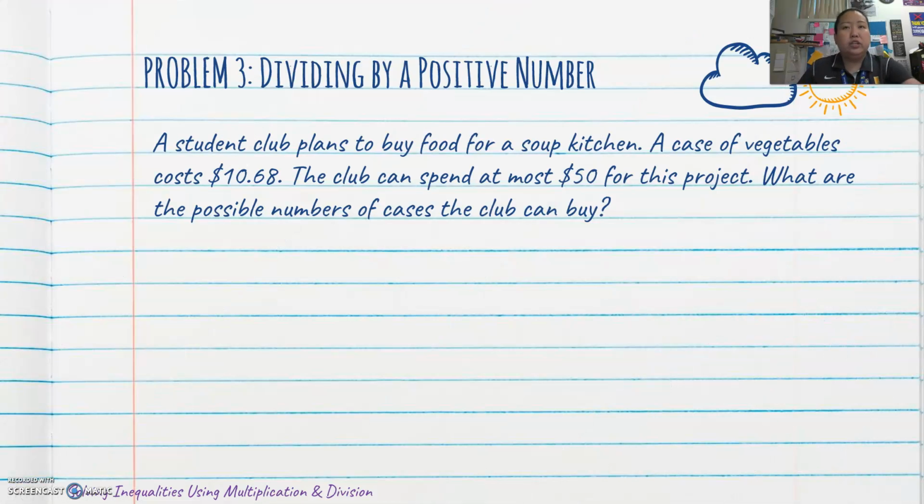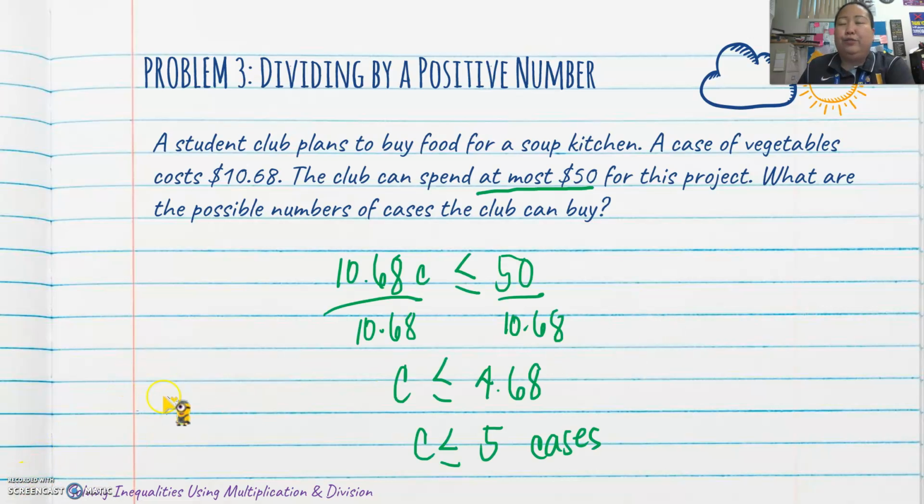So why don't you try this next problem and work it out? Go ahead. All right, for this scenario, it's pretty much the same as the previous example, only the key phrase is at most. It means that we will be using less than or equal to. Our inequality will be 10.68C, that's the number of cases, is less than or equal to 50. Dividing by 10.68, we will get around 4.68, and of course we don't have 4.68 cases, so we round it, and we need at most 5 cases to get that in.